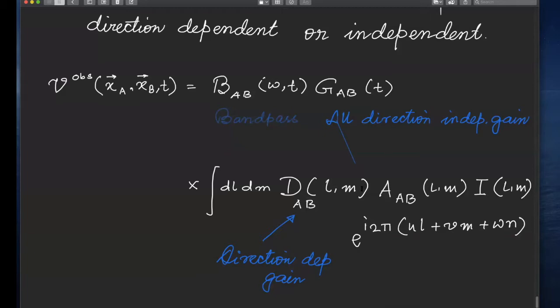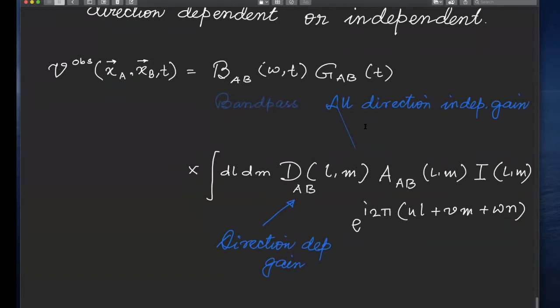And I forgot to put in the time factor over here. This should depend on time. So we started by identifying where the different terms in the gain are coming from, and now we have a working definition of the gain. Wherever this capital GAB is coming from, I don't care. I will find a method to calibrate it out. Wherever the direction dependent gain is coming from, I don't care. I'll have a method to calibrate it out. Wherever the bandpass is coming from, I don't care. I'll have a method to calibrate it out.